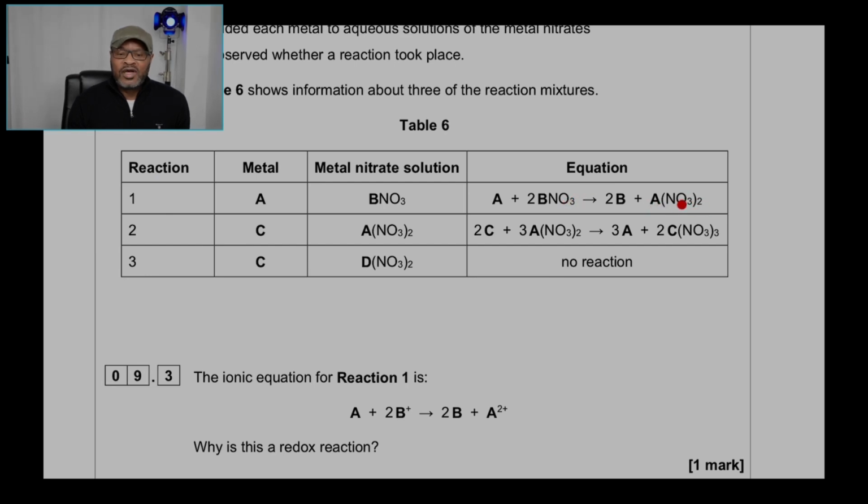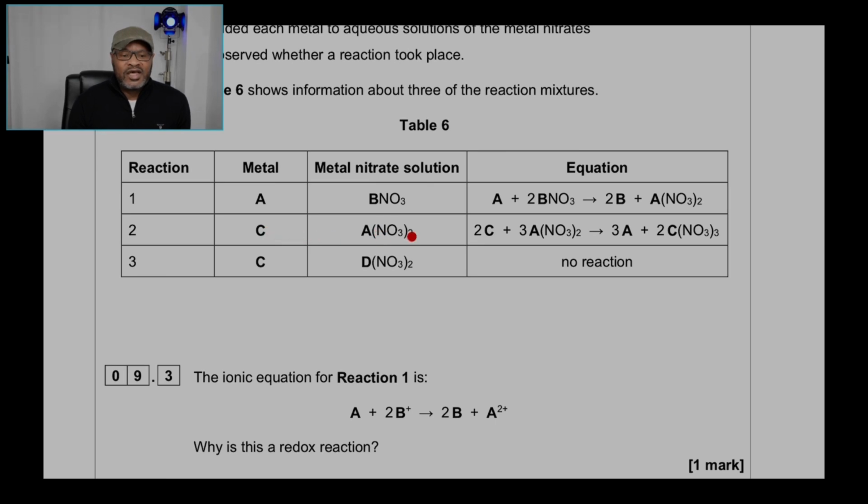But we got 2 nitrates for every 1 A, which means A is 2 plus, so A must be group 2, and you got the nitrate, which is minus 1. So this will be 2 plus, and there's a 1 here. You can't see it, but there's a 1 here, and that's minus 1 for that, because that 1 goes to there, becomes minus, and this 2 goes to there, it becomes plus. So A is a group 2 metal.